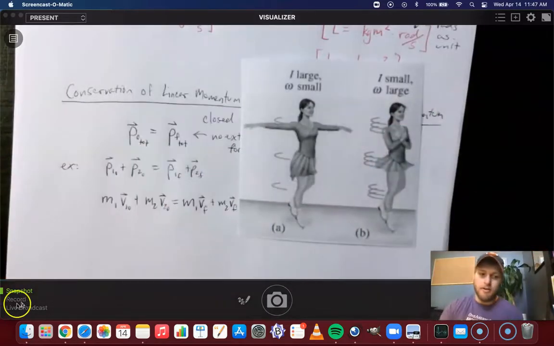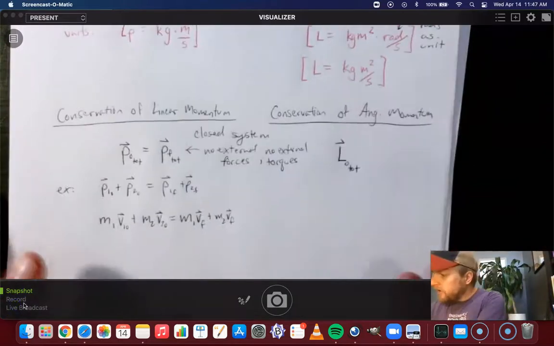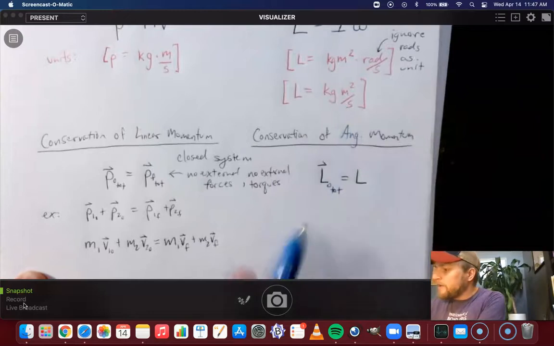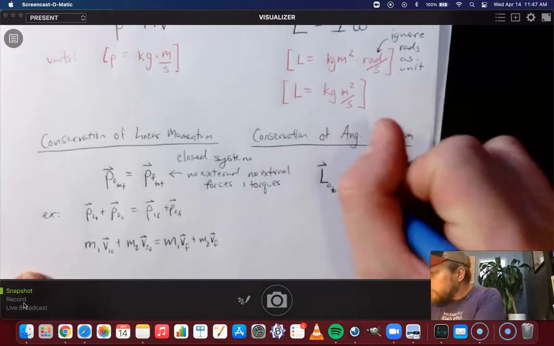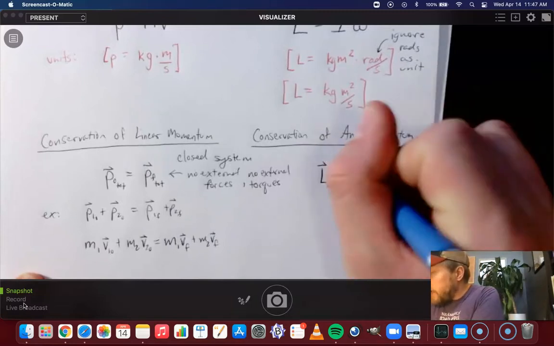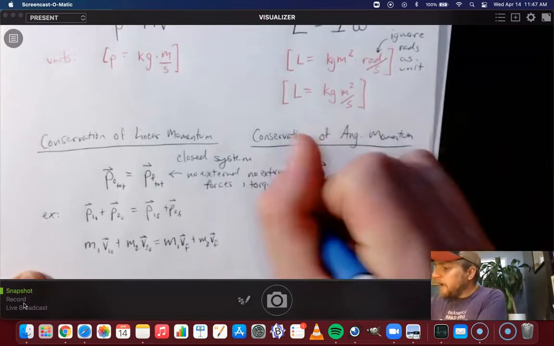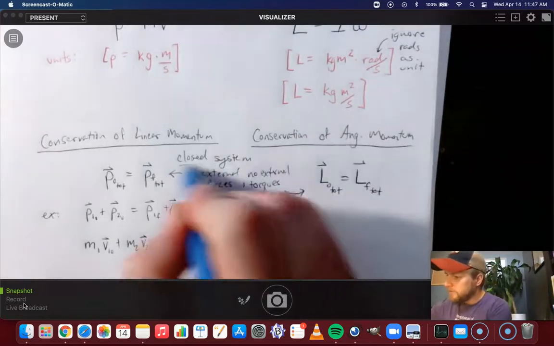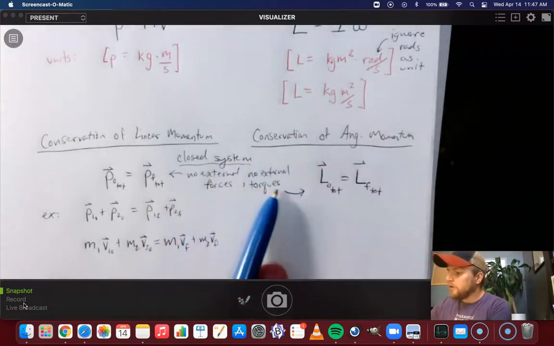We will take a look at those details momentarily. So finishing this off, it will look like this. The initial angular momentum of the entire system, the total angular momentum, at the beginning will be equal to the final total angular momentum. And again, we're assuming that this is a closed system with no external torques.